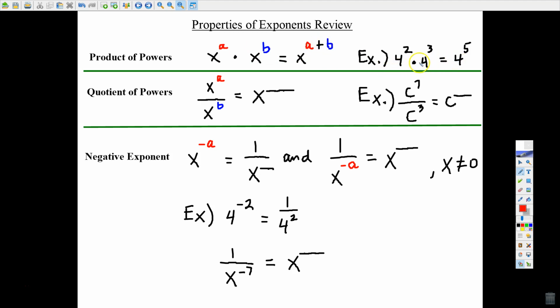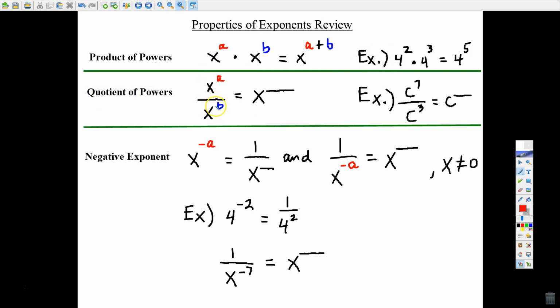So here's an example using numbers. 4 to the second times 4 to the third. The bases are the same. They each are 4. So to get your final answer, you write the base, which is 4, and then you add the exponents together. So that's the multiplication of two or more like bases. You add the exponents. Okay, quotient, that's just another word for division.